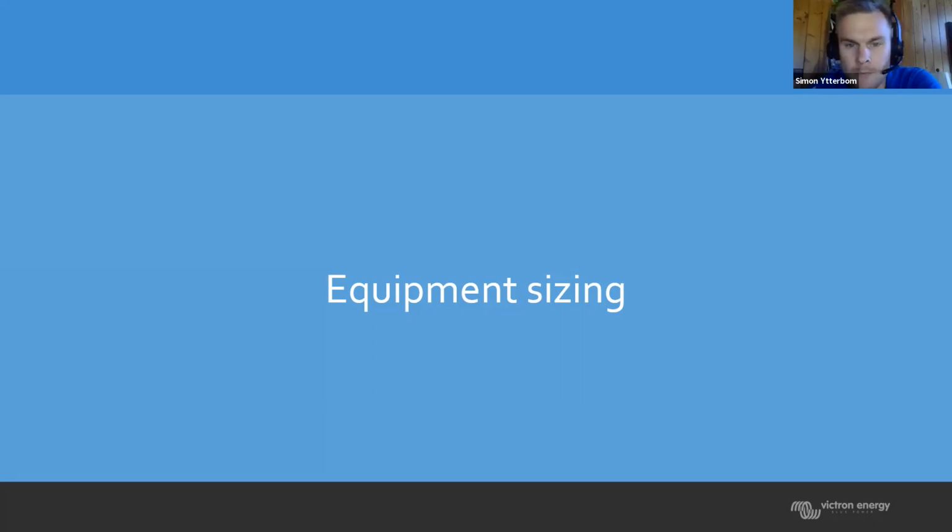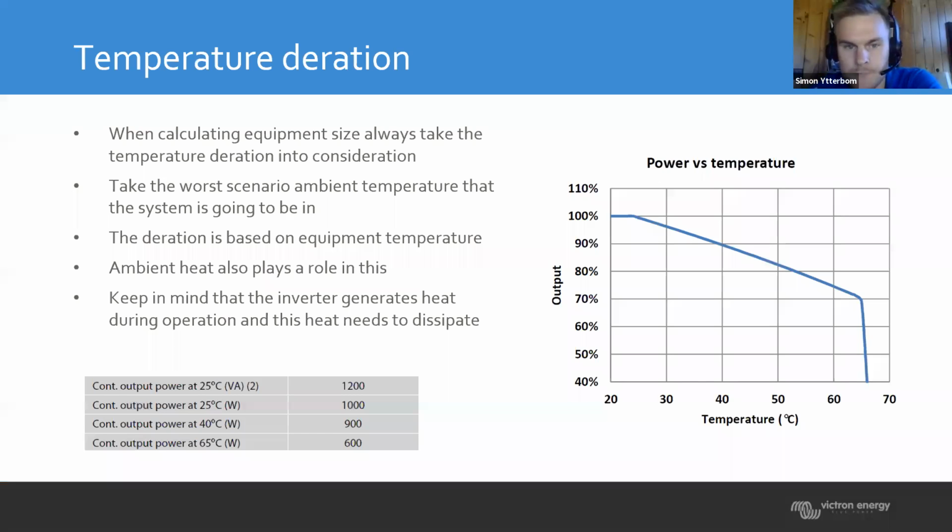Equipment sizing. Temperature for the inverter is an important aspect. If the inverter, which can sometimes be placed in an engine room where it can be very hot, loses its power depending on the ambient temperature. So the warmer it is, the less power we can continuously provide. As you see in the graph here, we can lose quite a lot of power depending on the temperature.